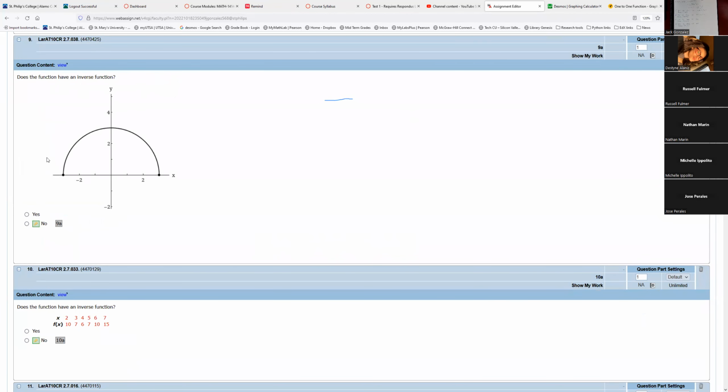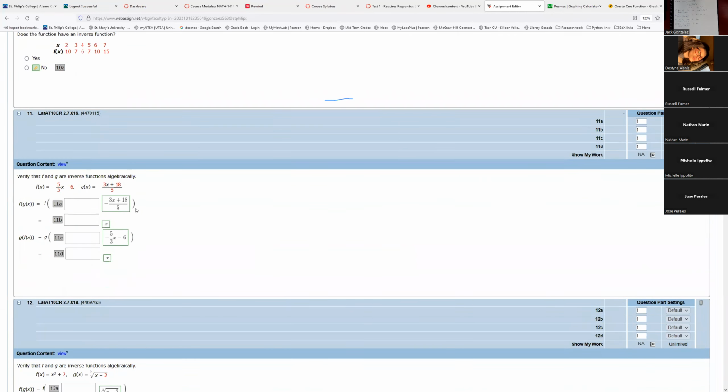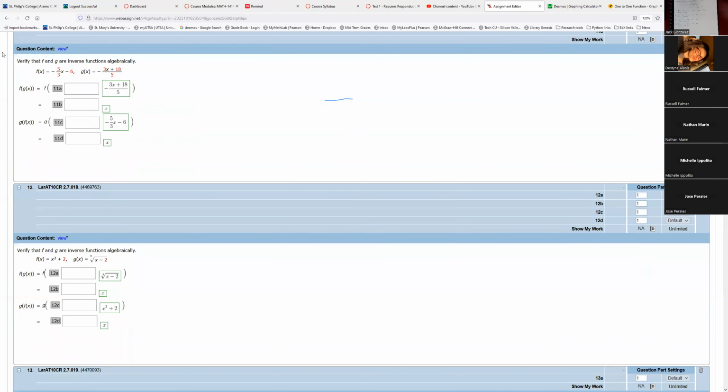So you can do the horizontal line test. You can look at the inputs, and then of course you can graph it and just see. And there's a theoretical one, which we'll do in 11, how you can verify if something is an inverse or not. Let's do 12.